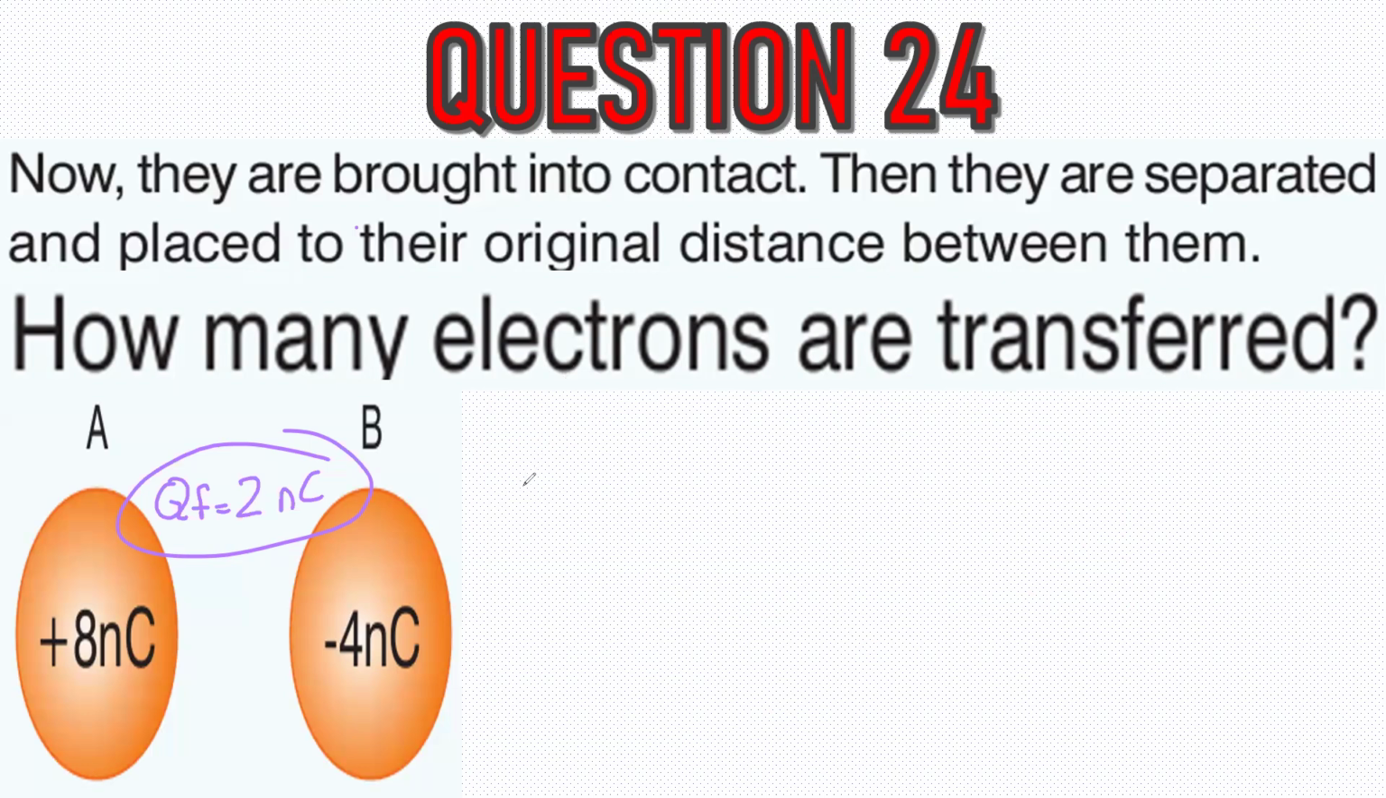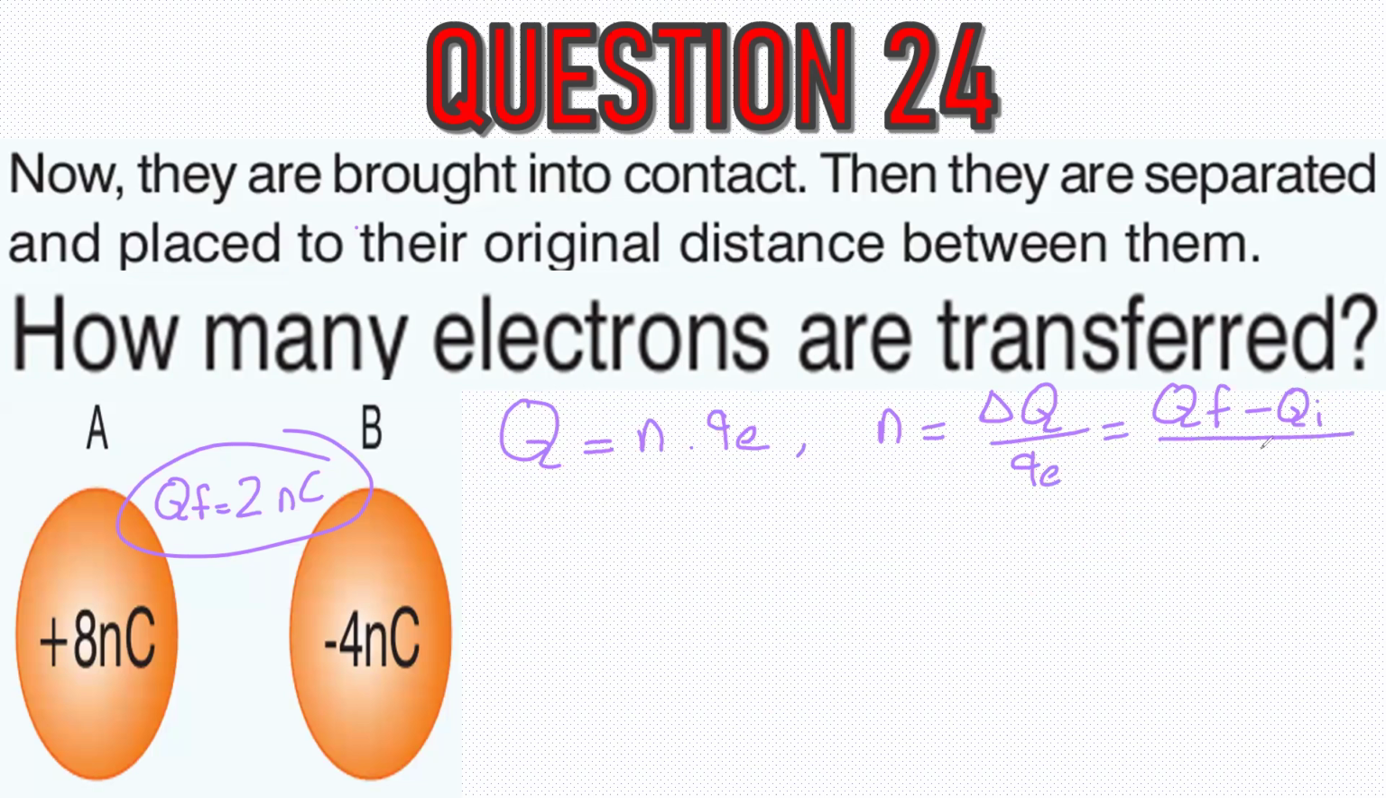All right. I hope you have done. Okay. Let's continue. You can see in 2 seconds how we are going to just stop the video and try first. All right, please do that. So now we are looking for the number of electrons transferred. First of all, charge is equal to N times Qe. N is equal to delta Q over Qe. Delta Q is what? Q final minus Q initial.